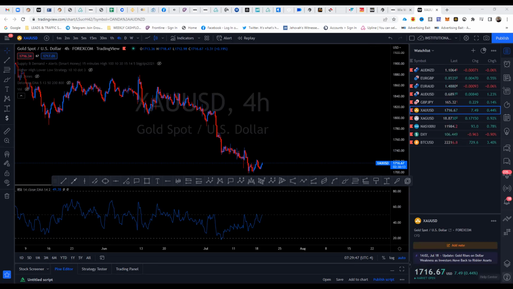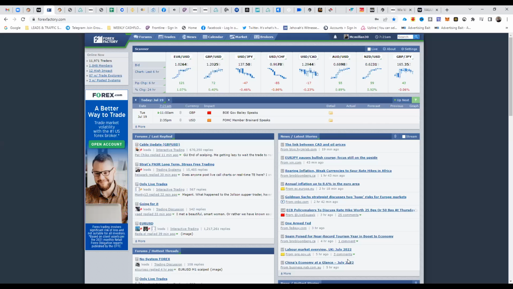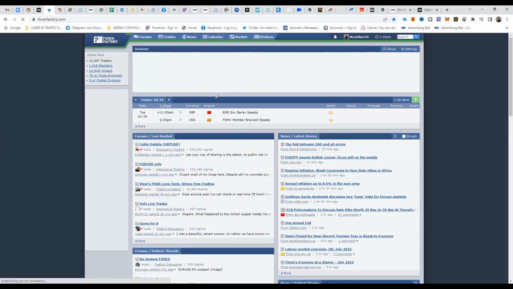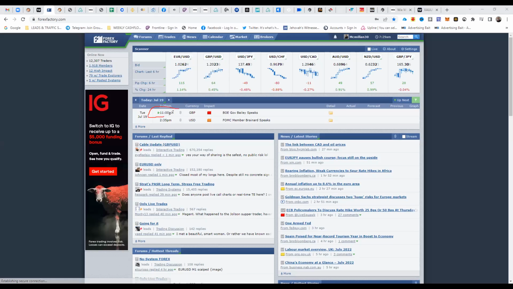So, first thing we're going to do is check the news. And as we can see, the GBP is going to be the only currency under some huge impact news this morning. Then it's going to be the USD this afternoon. Looks like everything else is in the clear.